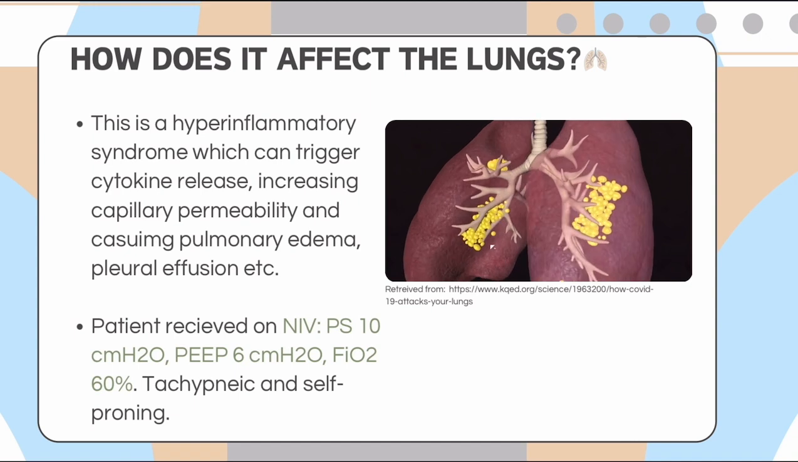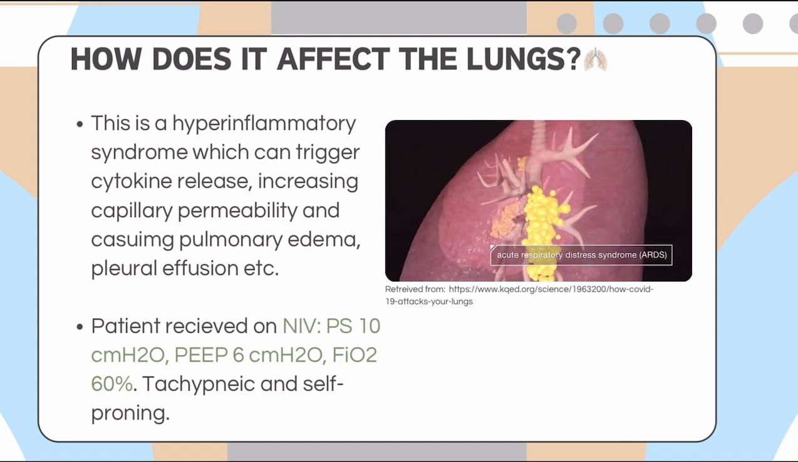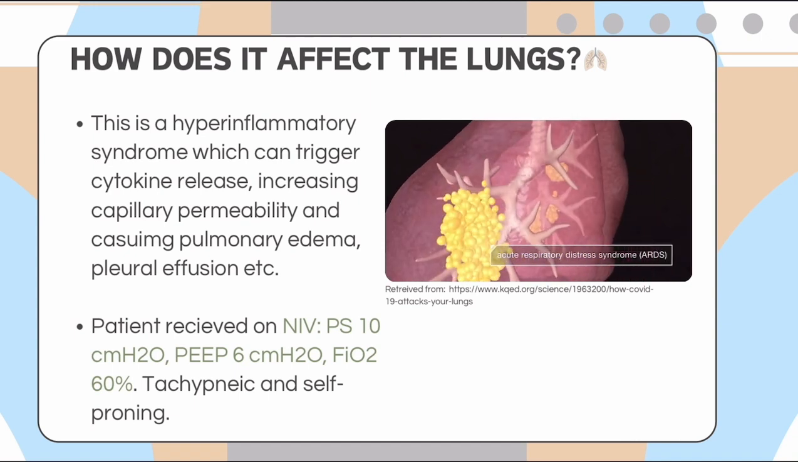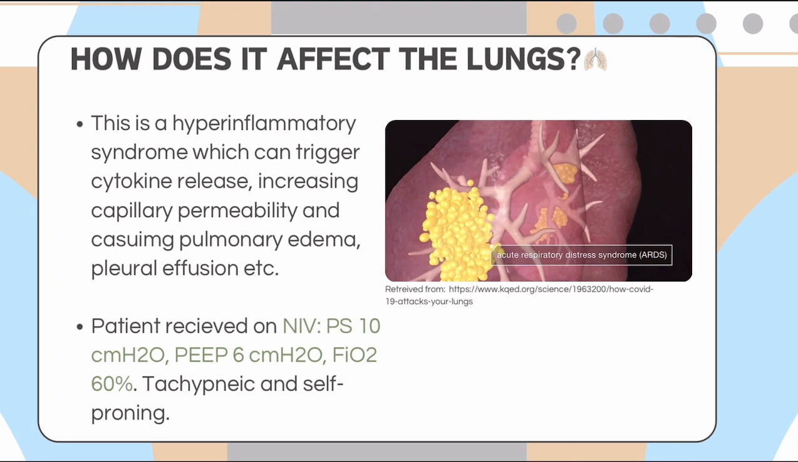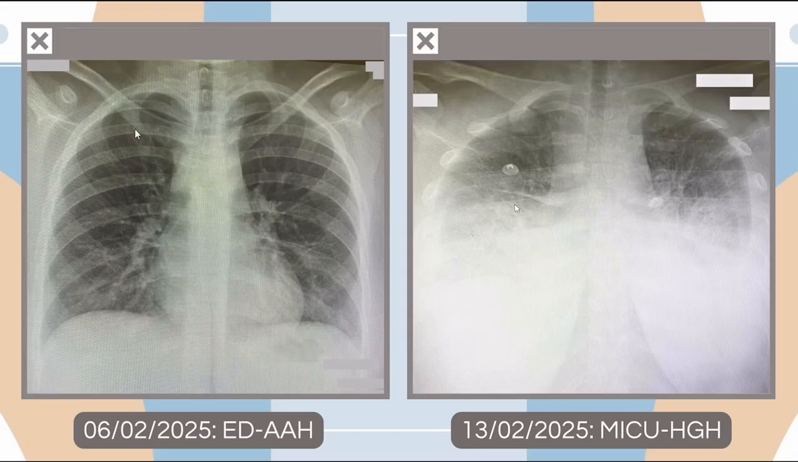That could explain why when we received her, she was already on NIV, on pressure support of 10, PEEP of 6, FiO2 around 60%. And the FiO2 requirements were going up. She was tachypnic and she was self-proning. The chest X-ray on the left is the one taken from ED, and the one on the right was taken from MICU around 7 days after that.